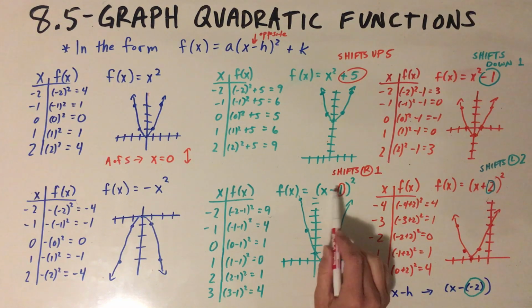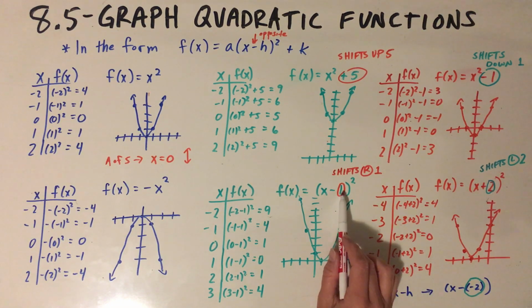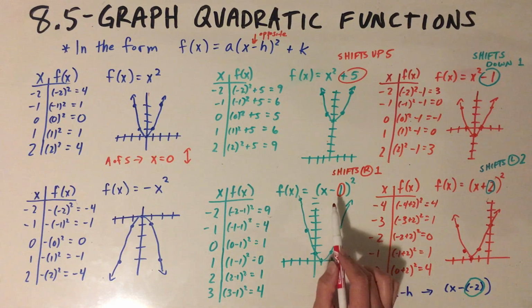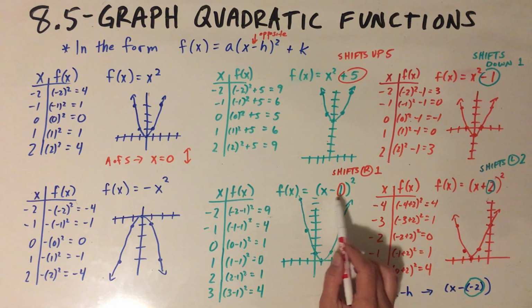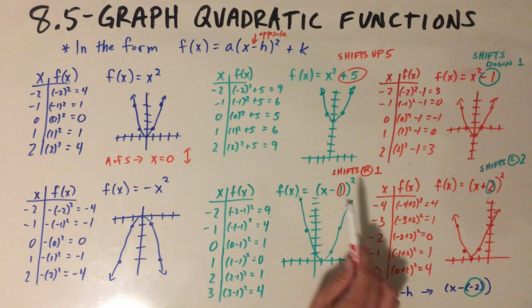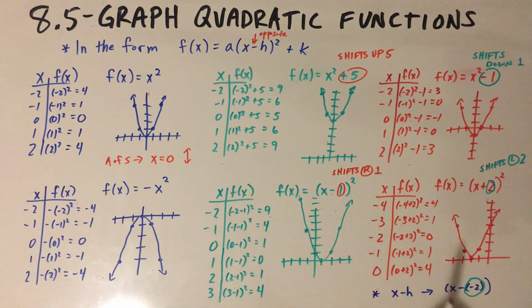If the h is negative in the expression, I'm literally just taking the h value and saying, oh my gosh, that's a +1 right here. h's value is +1, so it's going to shift to the right 1. If this was x minus 7, then you would shift it to the right 7. If it was x minus 3, you would shift it to the right 3. That's what a shift looks like when this is negative.